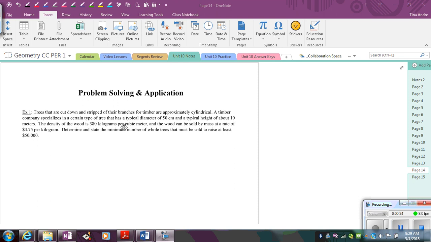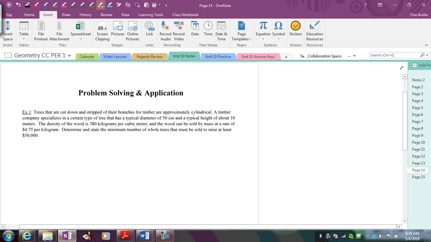The density of the wood is 380 kilograms per cubic meter, and the wood can be sold by mass at a rate of $4.75 per kilogram. We want to know what's the minimum number of whole trees that must be sold to raise at least $50,000. So lots of information. Let's go back through and highlight some of the important things.